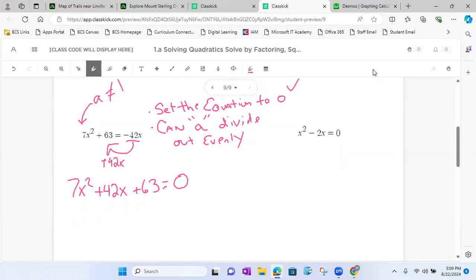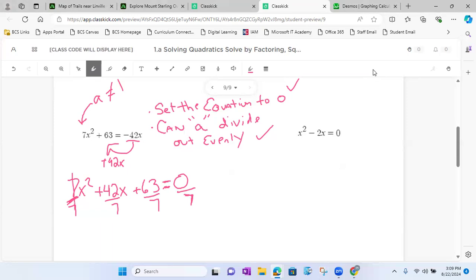The second thing we're going to do is check, can a divide out evenly? So our a value is 7. So what I'm going to do is check myself. Can I divide 7 out evenly across the board? And when I do that, because we're dealing with an equation, I'm going to divide everything by 7 and see if I can divide out evenly. So let's just check that out.